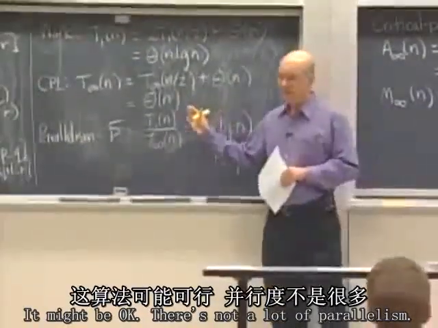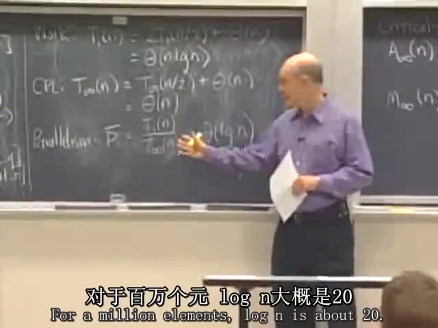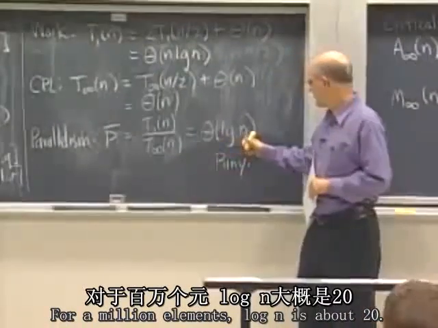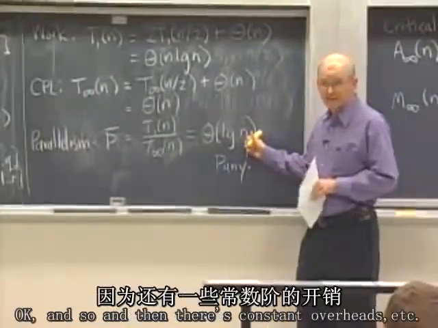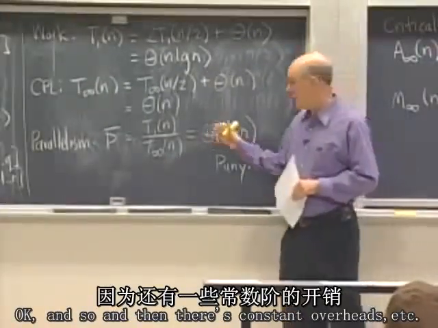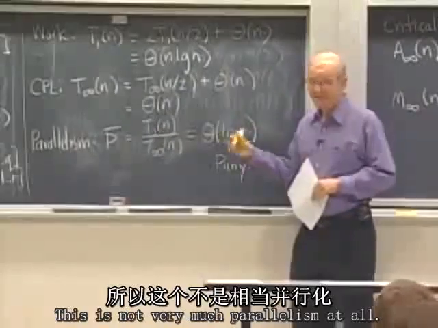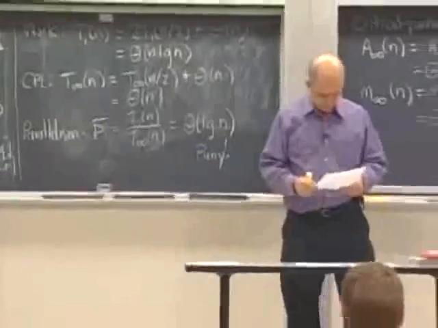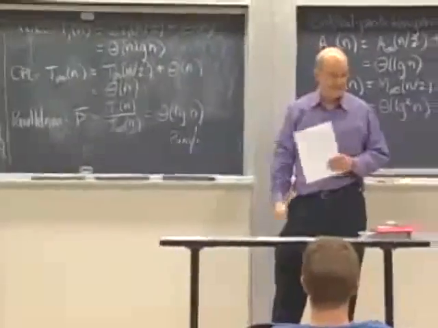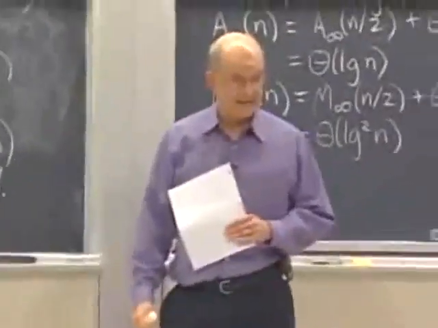There's not a lot of parallelism. For a million elements, log n is about 20. And then there's constant overheads, etc. This is not very much parallelism at all. Question? How would you expect to do better? Is your critical path always at least omega n?